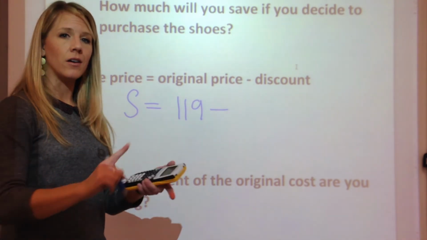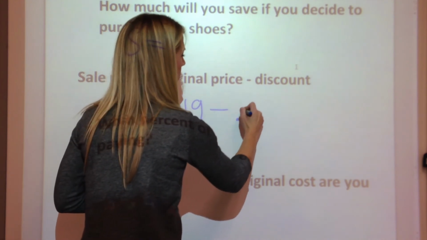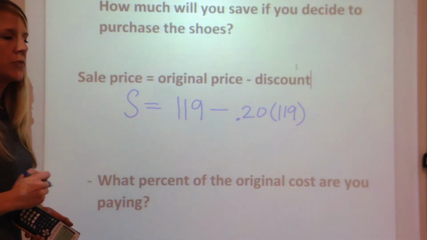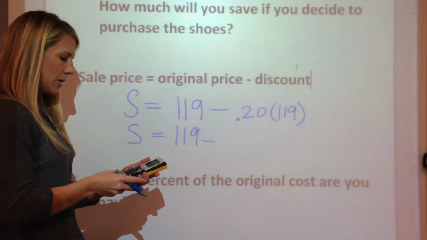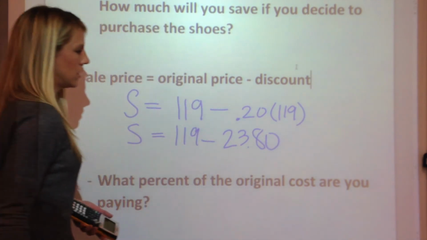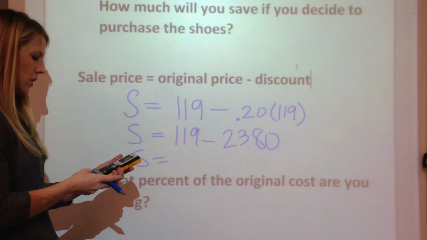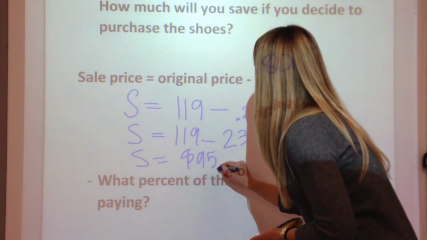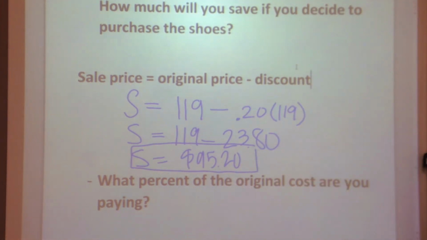The original price was $119 minus the discount, which is 20% off. Well, 20% off of what? It's 20% off of the original amount, which is 119. So 20%, 0.20 of 119. Again, "of" is going to be your multiplication. So the sale price is 119 minus 0.2 times 119, which is 23.8. So 119 minus 23.8, and those shoes now cost $95.20. So the sale price is $95.20.